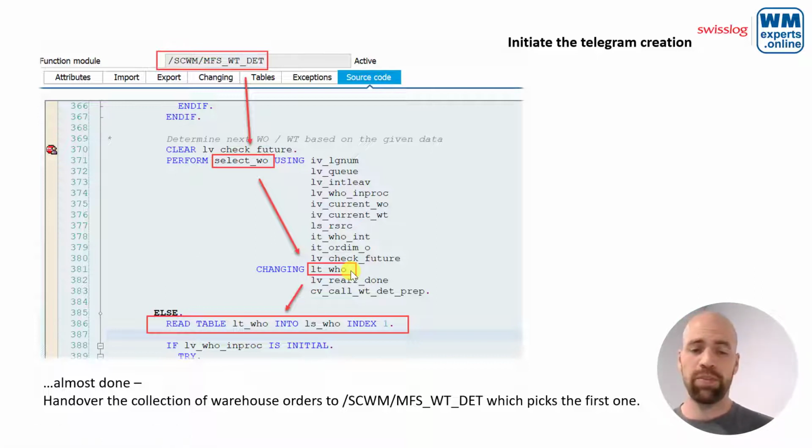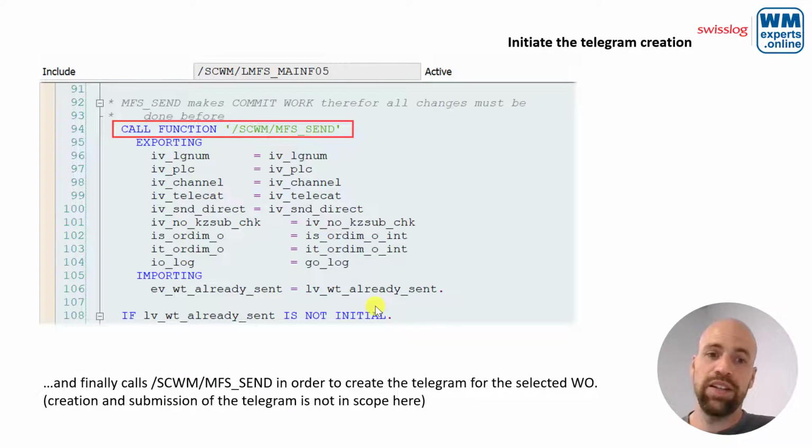50 for put away, 50 for picking here in a given sequence, because EWM wants to make sure even if one of the tasks at the top cannot be processed due to some locking reason, that there are some more in the buffer which could be taken. But at the end, it just grabs the first one from this internal table and then tries to create a telegram for this one, which is then finally done by function module MFS send.